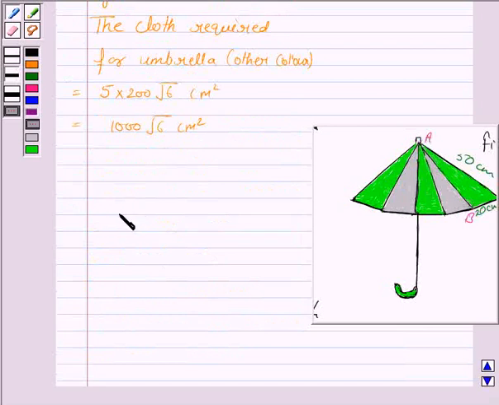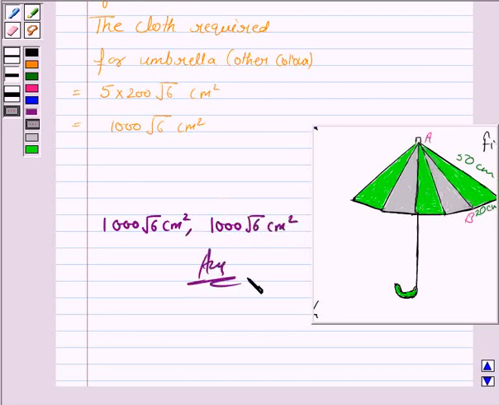Hence the required cloth of each color is 1000 root 6 centimeter square and 1000 root 6 centimeter square. So this completes the question.